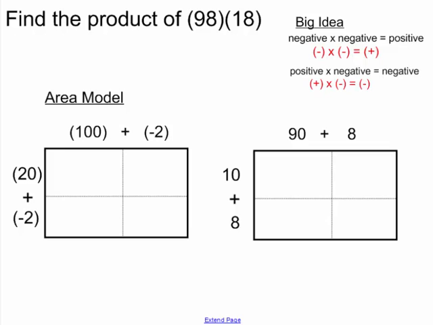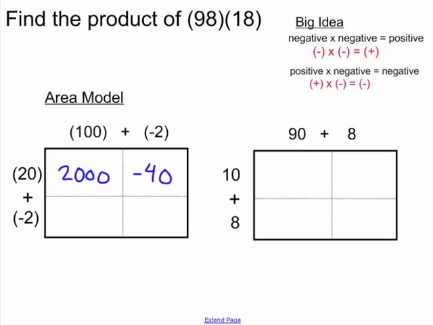So let's try that again. We'll do some larger numbers this time. So 98 times 18. Right away, my friendly number sense is going off. I'm seeing 100 and a 20 in this problem before I've even started it. You'll notice in the first area model, instead of writing 98, I wrote 100 plus negative 2. And instead of 18, I wrote 20 plus negative 2. So if I do my first square here, 100 times 20, that's a positive 2,000. 20 times negative 2, so I have a positive times a negative.